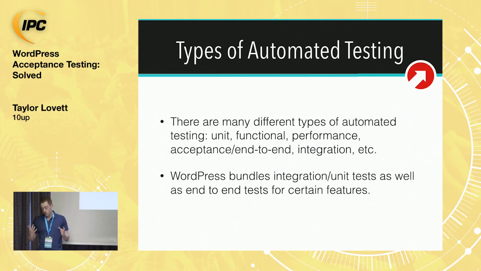WordPress core, so the core software, it bundles integration tests, which they call unit tests, but are actually integration tests. And it also bundles end-to-end testing for certain features. The Gutenberg project, which is just released, is bundled with end-to-end testing.